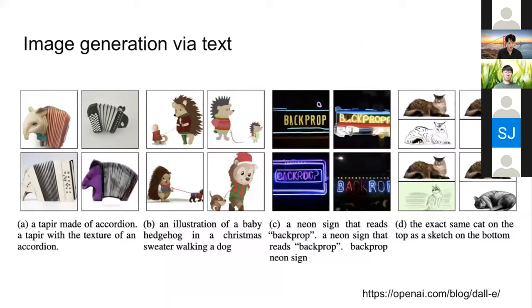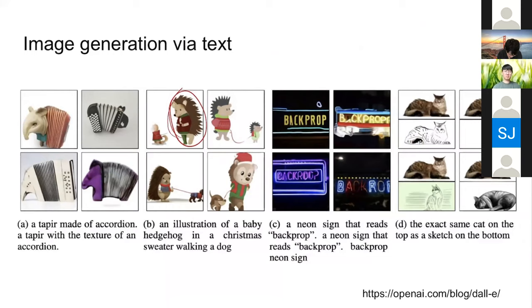And we also saw earlier this year, also from OpenAI, that you can generate images from text. You give a text like "an illustration of a baby hedgehog in a Christmas sweater walking a dog," and then it gives these really cute images that are actually very, very correct, right? Because you have this hedgehog, and your hedgehog is walking a dog.